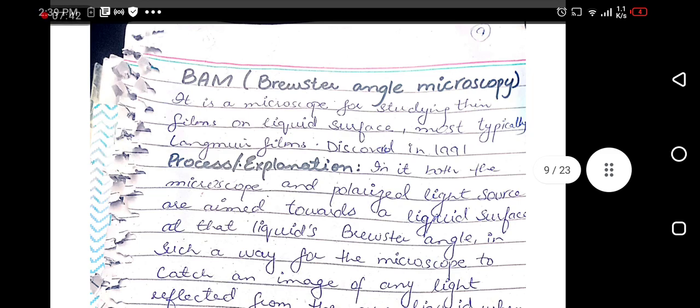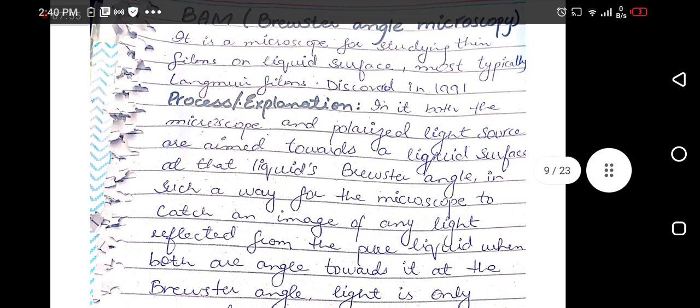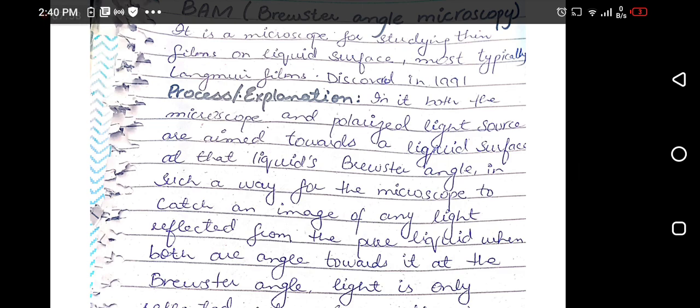Then we have Brewster angle microscopy. It is a microscope for studying thin films or liquid surfaces, most typically Langmuir films. It was discovered in 1991. The mechanism for this is that both the microscope and a polarized light source are aimed towards a liquid surface at that liquid's Brewster angle in such a way for the microscope to catch an image of any light reflected from the pure liquid.